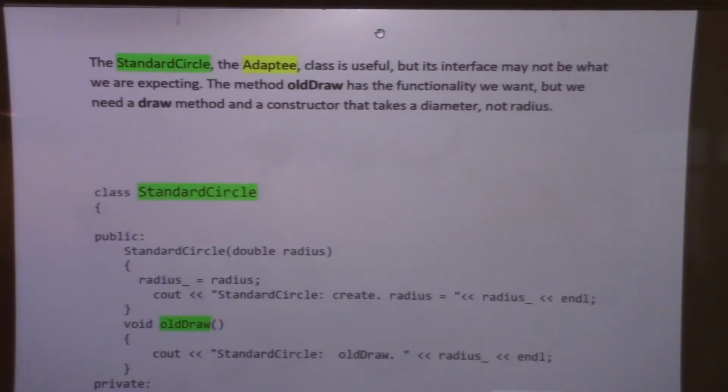So the first thing we're going to have is the standard circle, or the adaptee, which is useful. So we want to reuse it in our project, but the interface of the standard circle may not be what we are expecting.